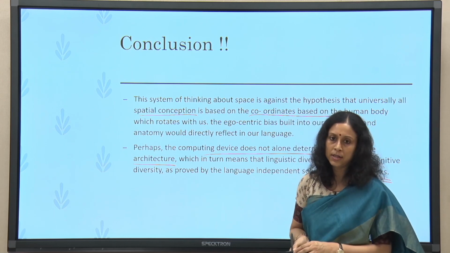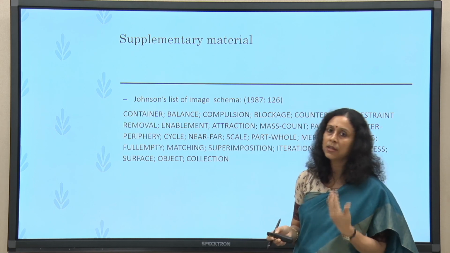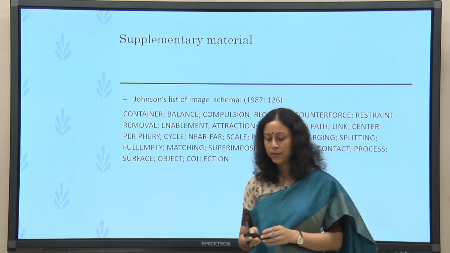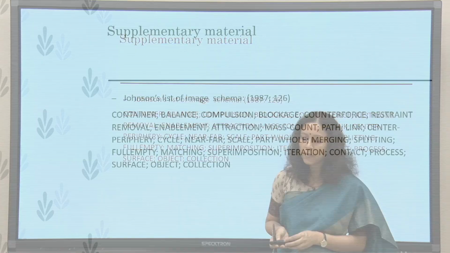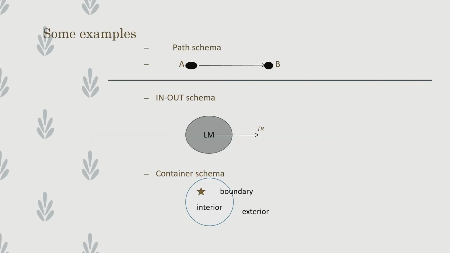So, this is what we had in terms of image schema: the description, the analysis and its usage in various domains of research. Here we also have some supplementary material. These are the image schemas, because all the schemas were not discussed in detail before. This is the list that Johnson gives in his book, a large number of schemas, and these are some examples of how a schema is represented in a schematic way.